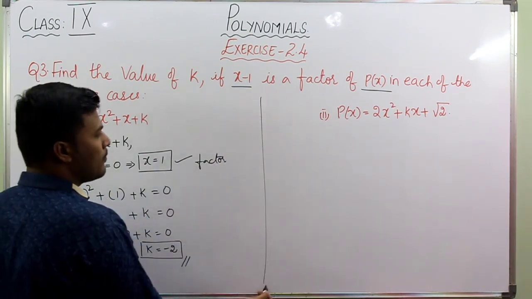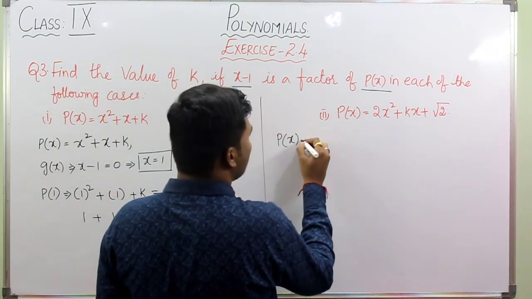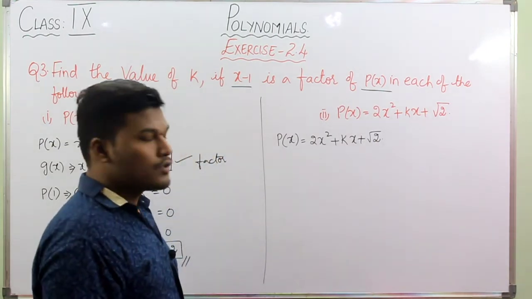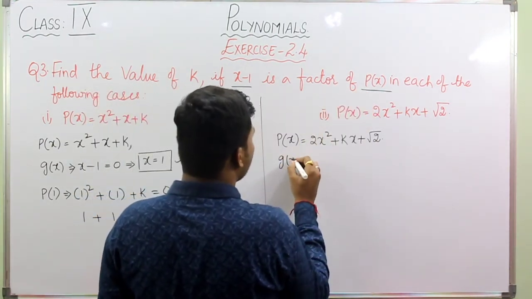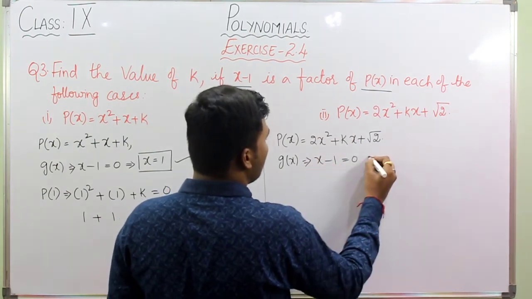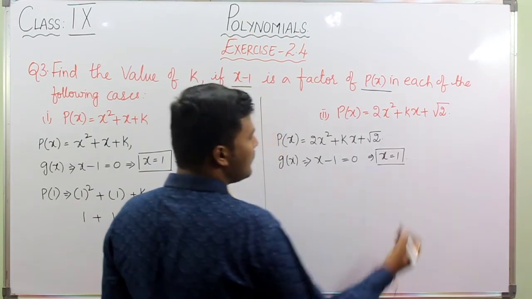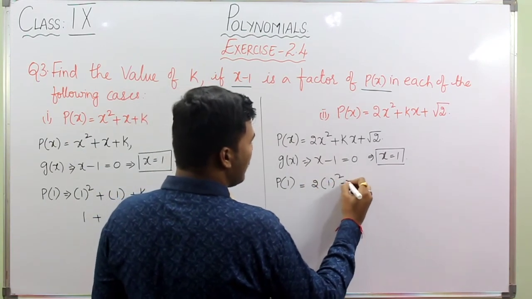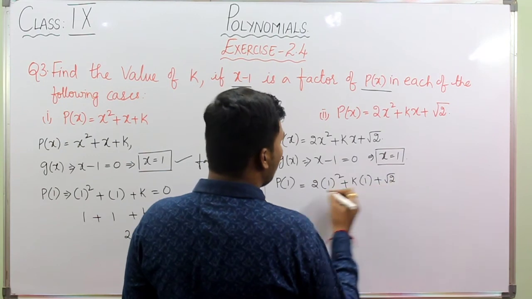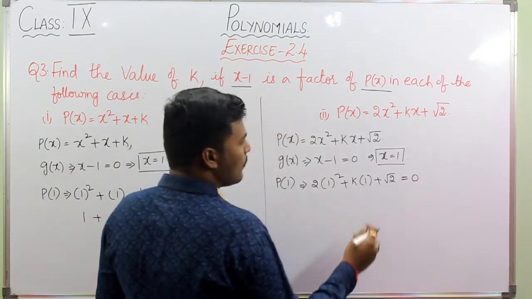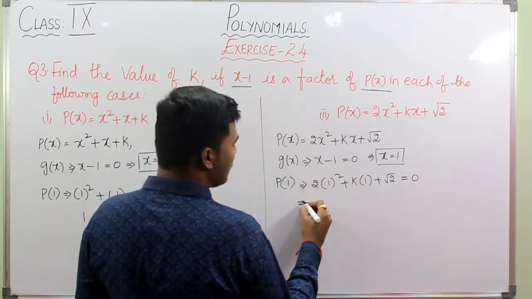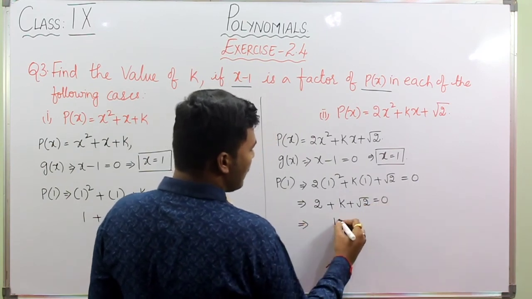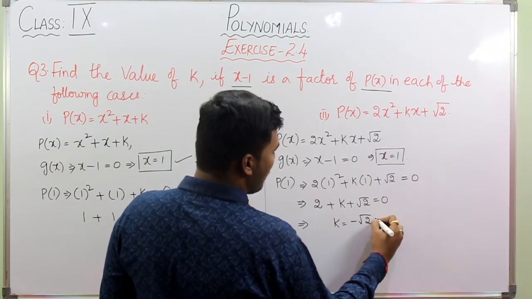Okay. Now let us see one more problem, that is p of x is given as 2x square plus kx plus root 2. Okay. So after this, what is the factor? g of x is a factor, that is x minus 1 is equal to 0. This implies x is equal to 1, right? As this is a factor, we will substitute 1 in the place of x. That will become 2 into 1 square plus k into 1 plus root 2, and we are simultaneously equating it to 0 because given that this is a factor. Okay, this implies 2 plus k plus root 2 is equal to 0. This implies k is equal to minus root 2 minus 2.